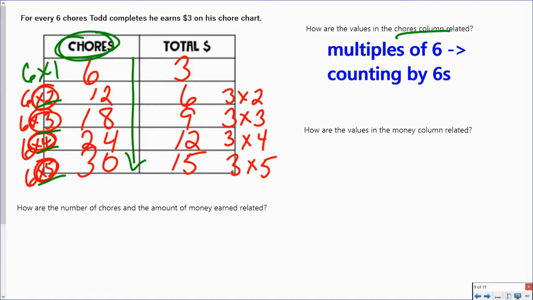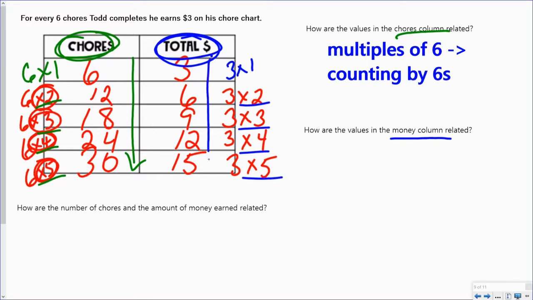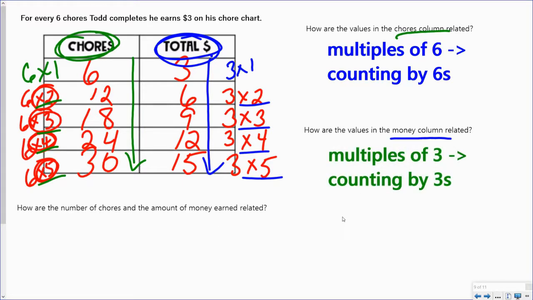If I look at my total amount, it says in the money column, here's my money column. And again, this would be 3 times 1, 3 times 2, 3 times 3, 3 times 4, 3 times 5. So again, I'm going 3, 6, 9, 12, 15. So in this case, I'm looking at the multiples of 3, or counting by threes.